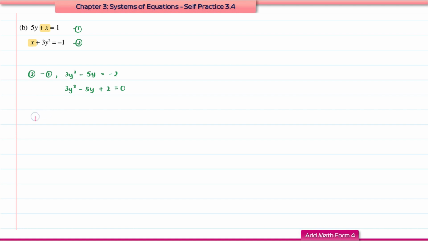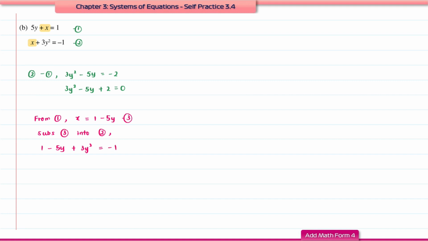So from equation 1, x is equal to 1 minus 5y. I'm just going to label this as equation 3. Later on, I'm going to substitute equation 3 into 2. So 1 minus 5y plus 3y squared equals negative 1.